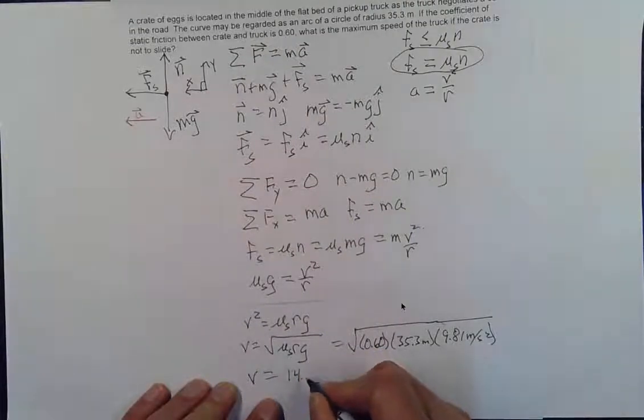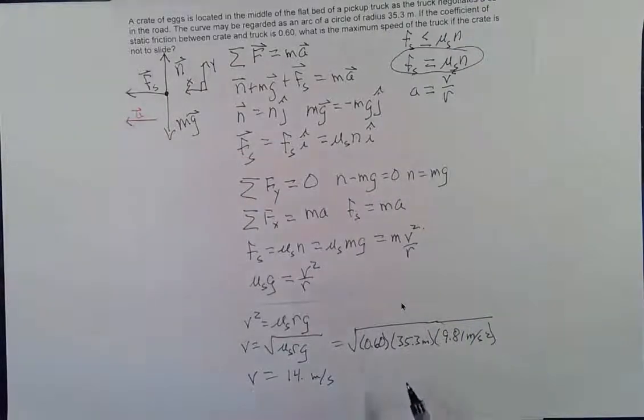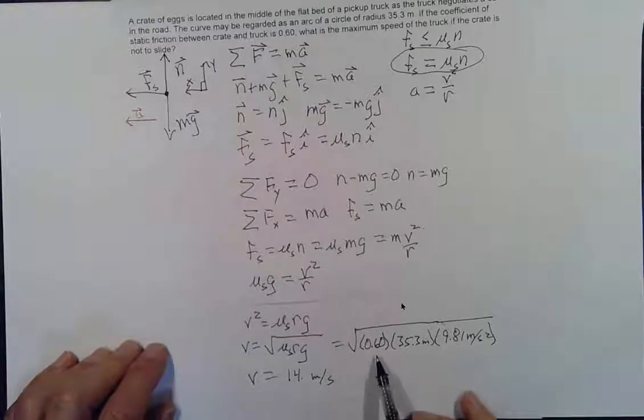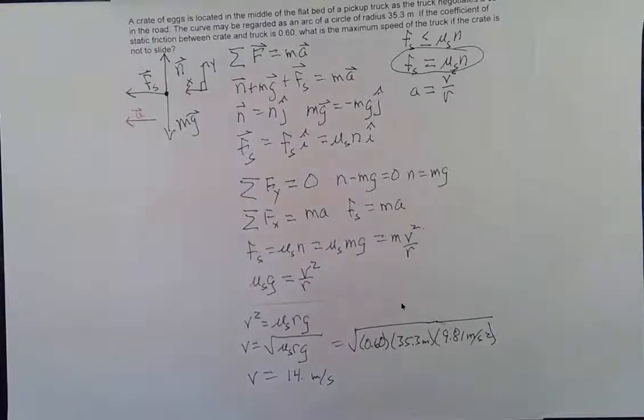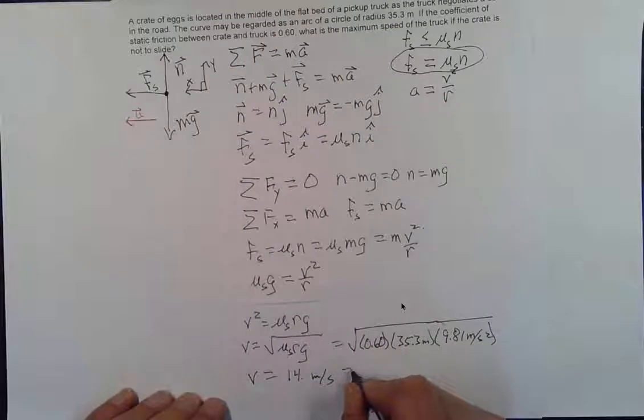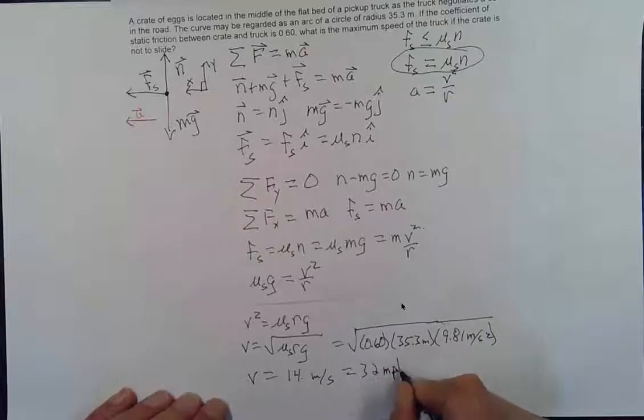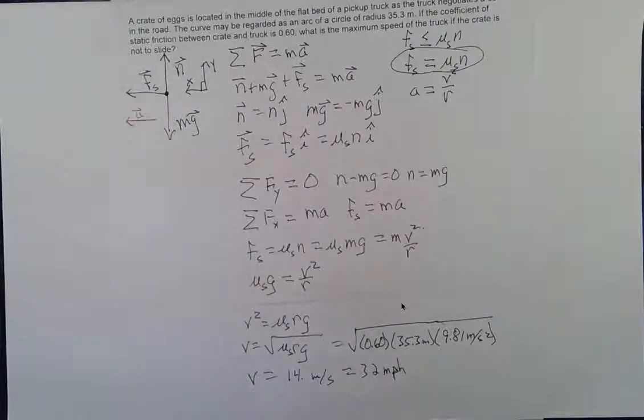I get 14 meters per second. I can't claim 3 significant figures because I have only 2 significant figures on the coefficient of friction. So I'll just stop at 2 and pretend you didn't see that decimal point there, although it doesn't hurt. But anyway, 14 meters per second. In terms of miles per hour, that would be about 32 miles per hour. So you don't want to go too fast around this corner, or you'll have a nice mess on the ground.